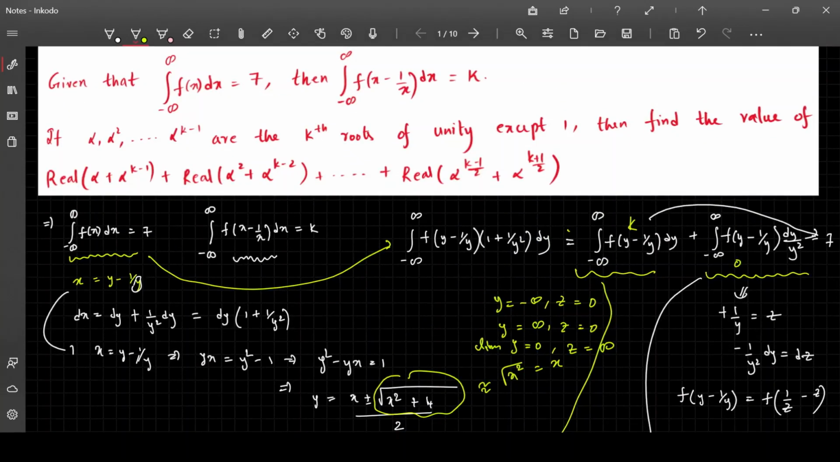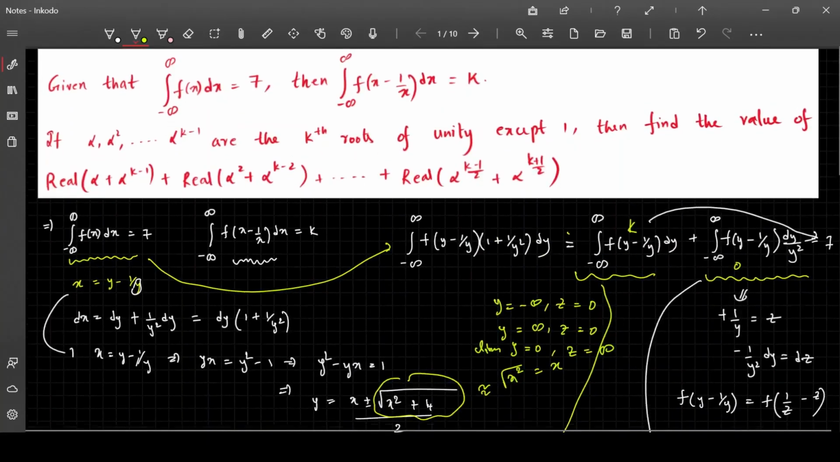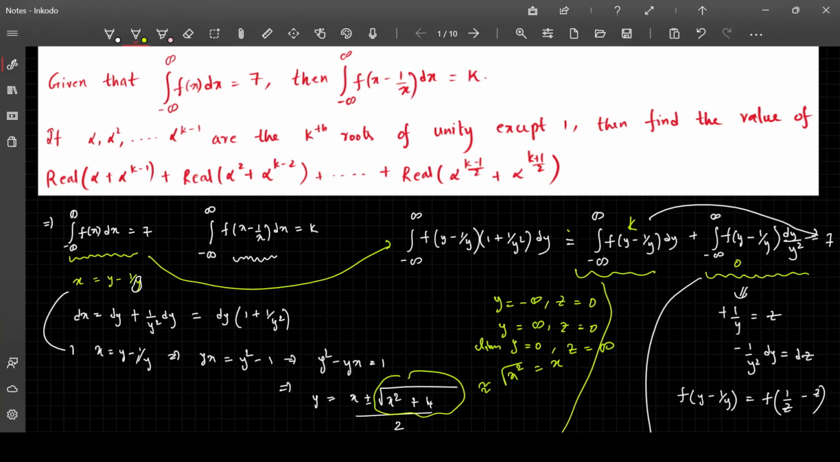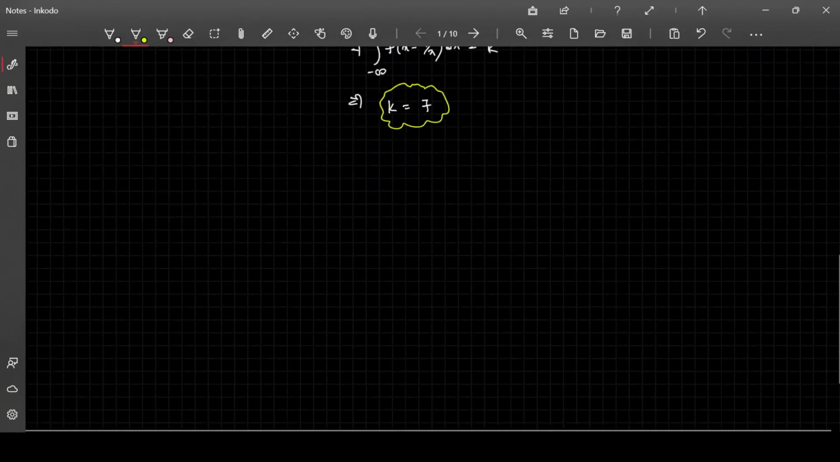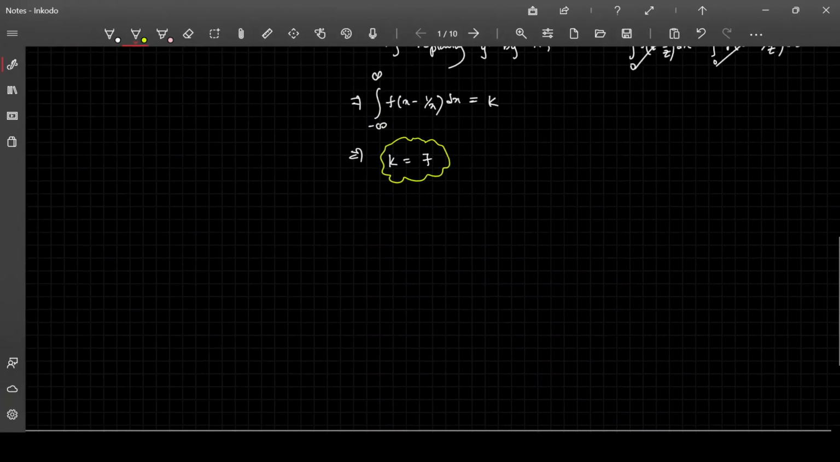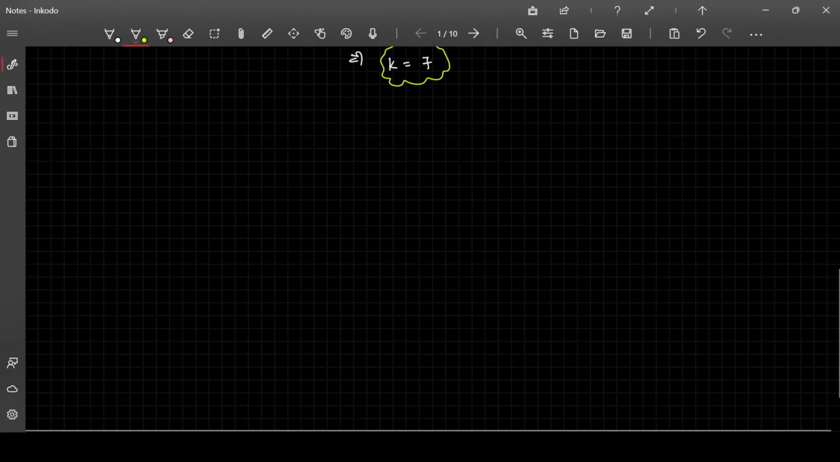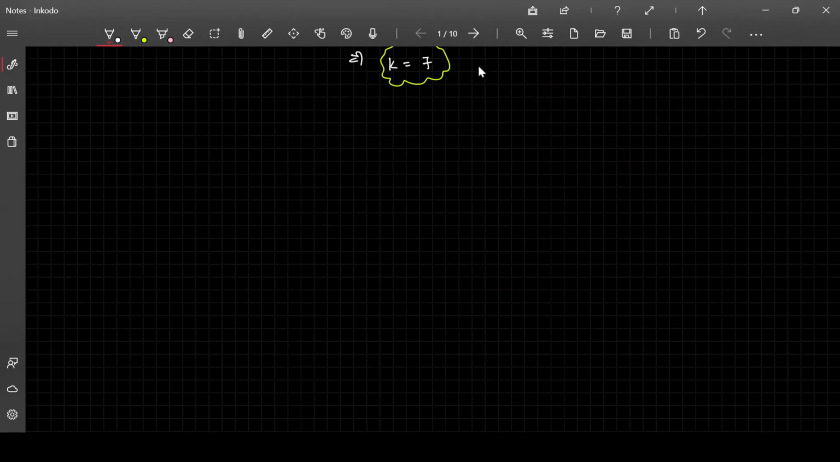The other part of the question depends on this, and some people may feel that the next question, the real part, is somewhat easy compared to the previous one. So some may proceed with this. So k is equal to 7. That means what are the roots? Basically it's the seventh roots of unity. The roots are the seventh roots of unity except one. So the roots are alpha, alpha square, alpha cube, and so on, up to alpha power 6.